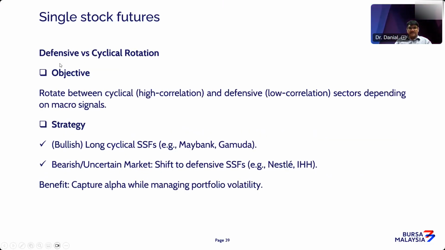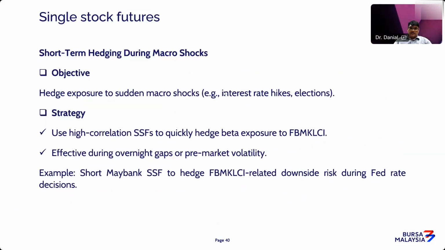Next is defensive. We try to do rotation between cyclical and defensive, whereby cyclical is high correlation and defensive is low correlation, depending on macroeconomic signals. How to do it? During bullish periods, we can long Maybank or Gamuda. During bearish periods, we can change to defensive counters, such as Nestle or IHH. So that is defensive.